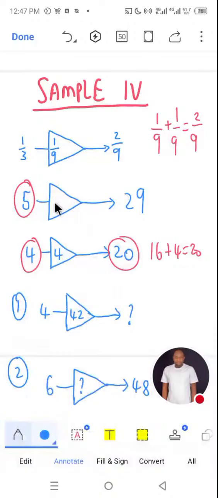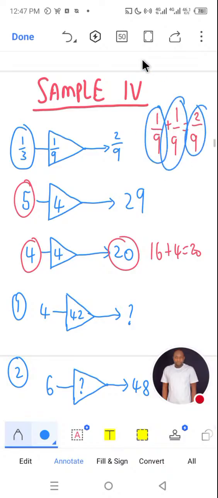So we'll make this 4. Okay? Yeah, that's it. So when you square 5, you get 25. 25 plus 4 is what? 29. Then look at the third one. If you square 4, you get 16. 16 plus 4 is 20. The first one, 1 over 3 squared is what? 1 over 9. 1 over 9 plus 1 over 9 is 2 over 9.